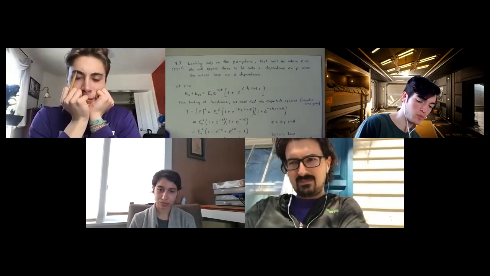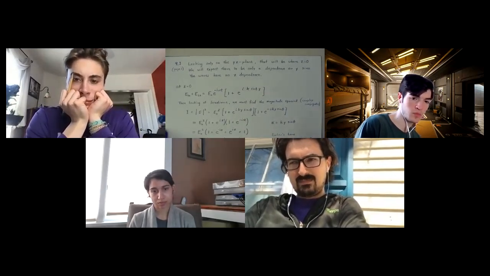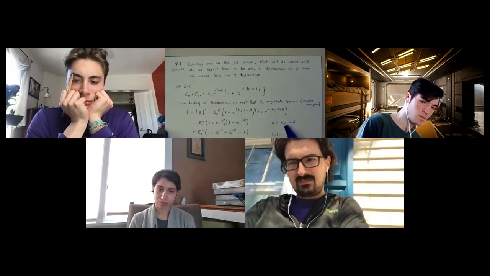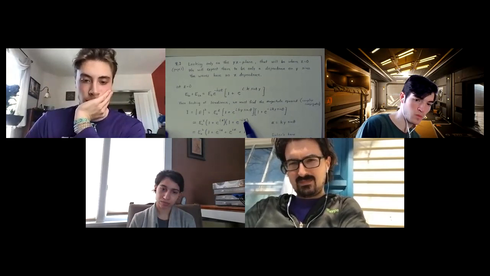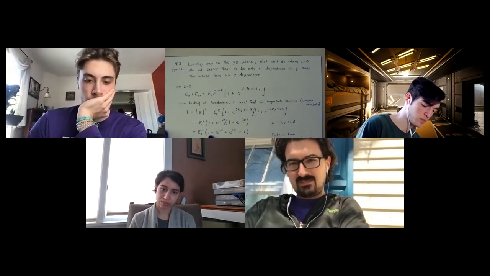Now I'm going to do a little bit of fiddling around, and I don't want to keep writing so much, so I defined alpha to be k y sine theta. So this is 1 plus e to the i alpha times 1 plus e to the minus i alpha. And then I FOILed that out.